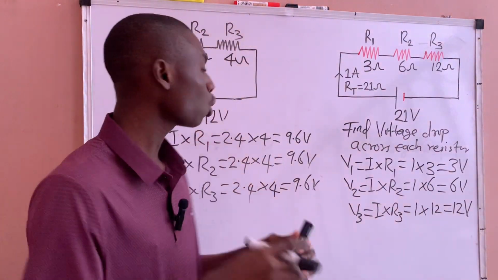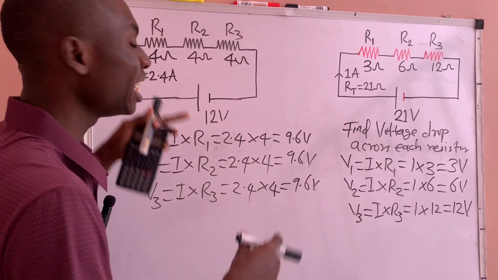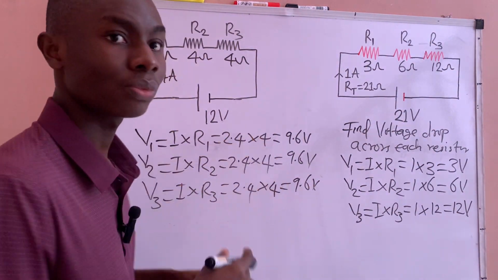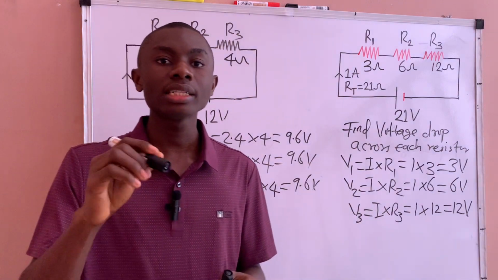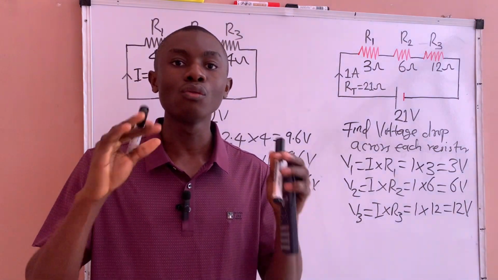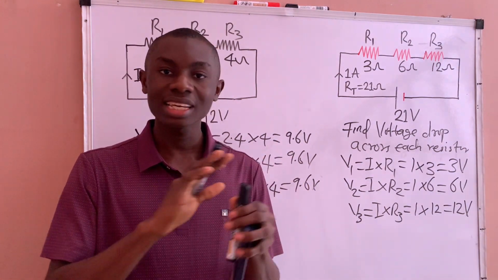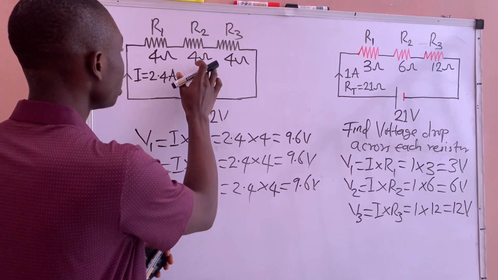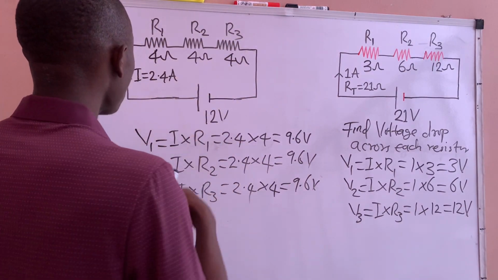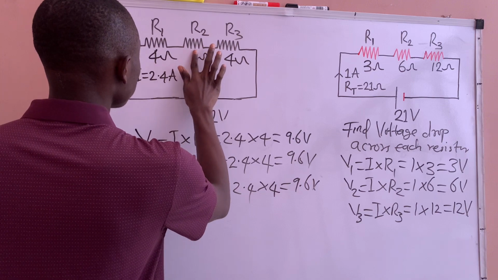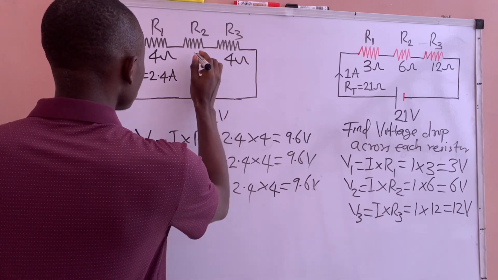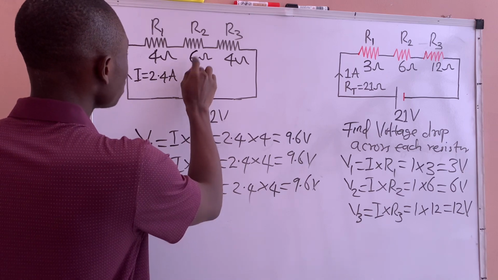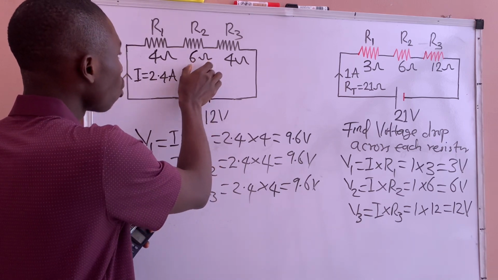But let me tell you guys one thing. If one of these resistor values increases, that particular resistor that increases will start stealing most of the voltage. That is how the whole thing works. Say we increase the value of the resistor from 4 ohms to 6 ohms. We will notice that this particular resistor will start stealing most of the voltage.